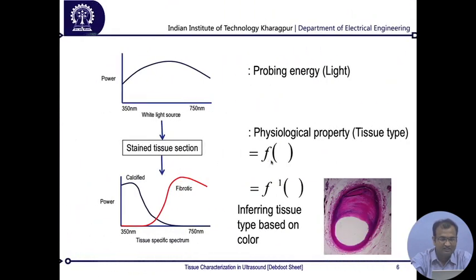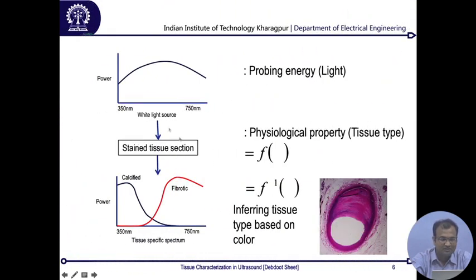Now in essence, what it translates to is that there is some sort of probing energy which goes through the object, and there is some sort of physiological property, say f, of that particular object. What we want to do in tissue characterization is find out this f inverse, which would give me the relative distribution of the tissues by looking at the total histological image.